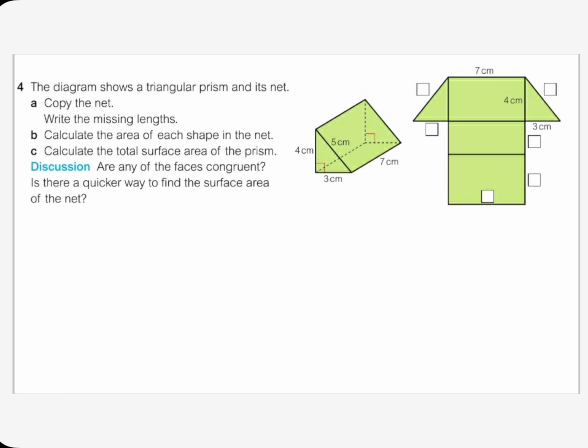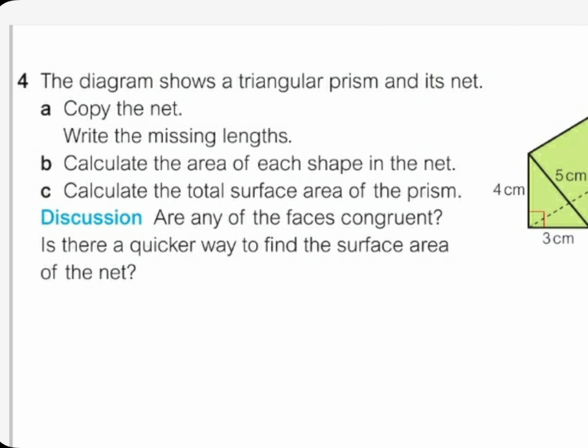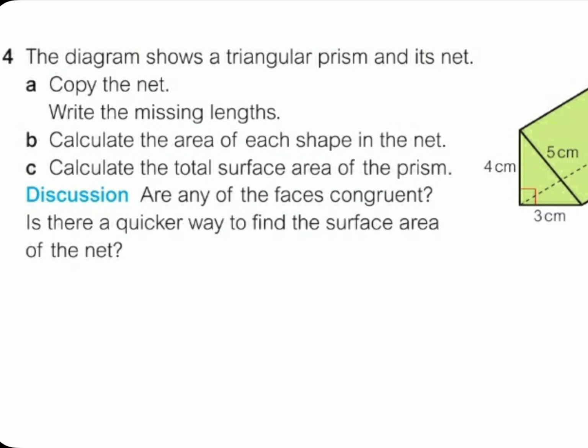In this presentation we're going to talk about 3.2 surface area of prism. In this question 4, the diagram shows a triangular prism and its net. Copy the net in your notebook and write the missing length. Now we're going to write the missing lengths together and then calculate the area of each shape in the net alone, and then add them together to get the surface area of the prism.